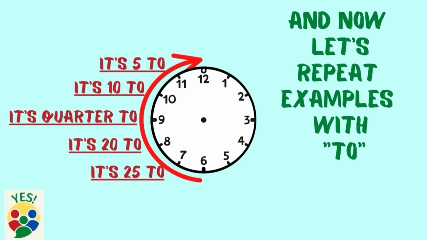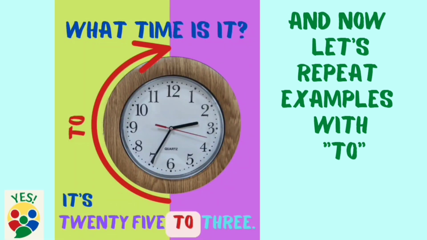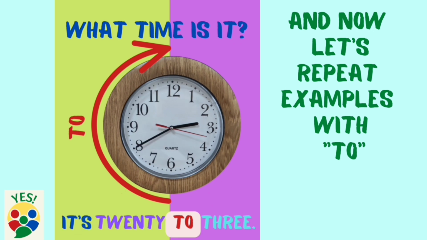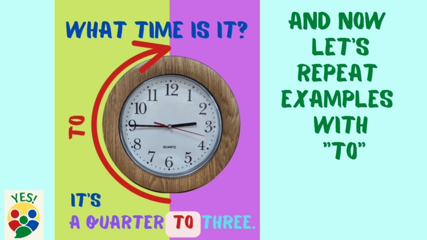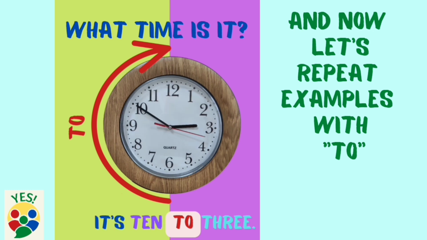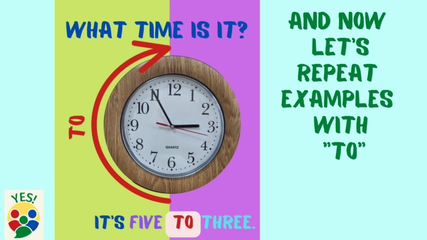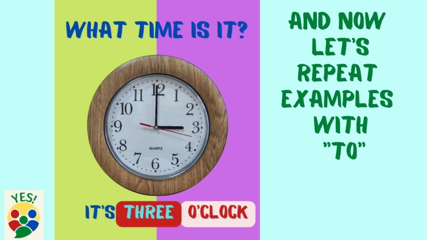And now let's repeat examples with to. What time is it? It's 25 to 3. It's 20 to 3. It's a quarter to 3. It's 10 to 3. It's 5 to 3. It's 3 o'clock.